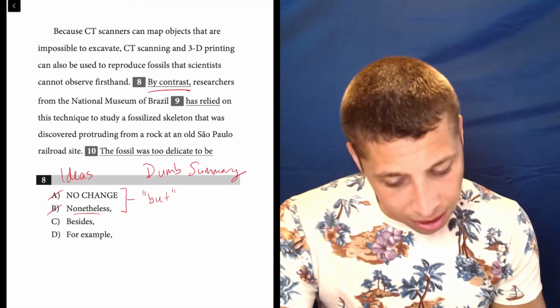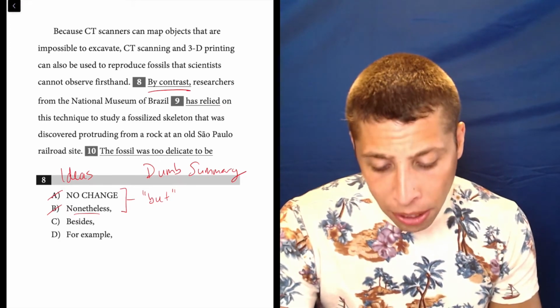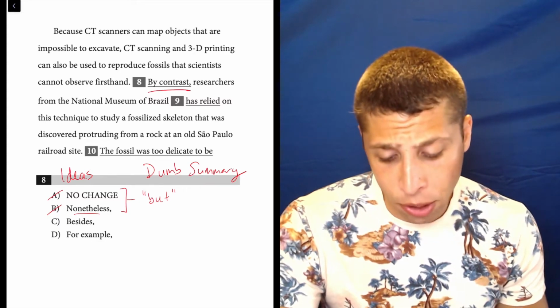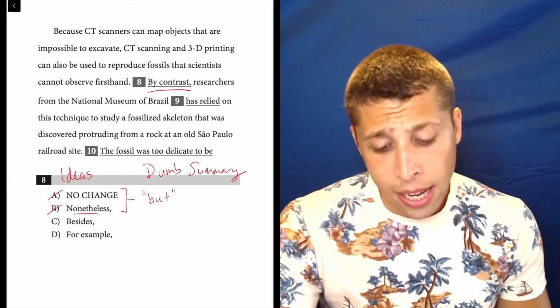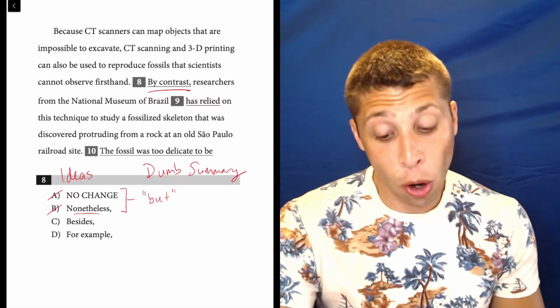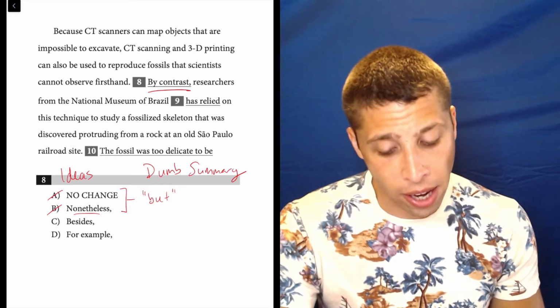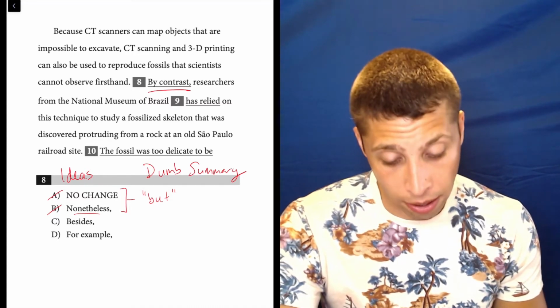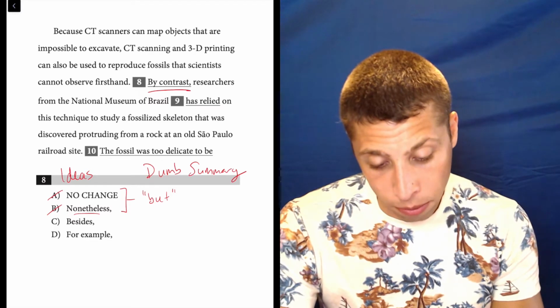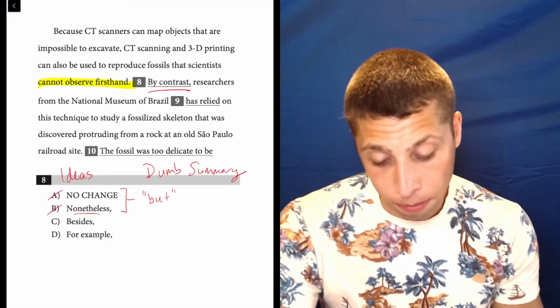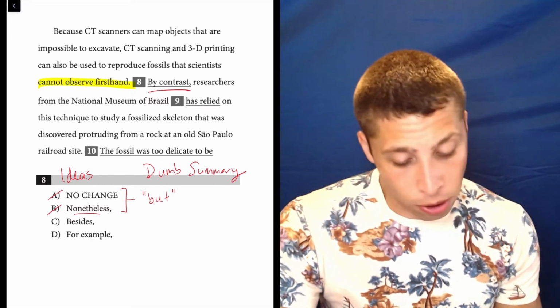So let's take a look at the sentences themselves. Because CT scanners can map objects that are impossible to excavate, CT scanning and 3D printing can also be used to reproduce fossils that scientists cannot observe firsthand. So, okay, I don't know. They cannot observe them. Okay. I'm going to skip that actually.